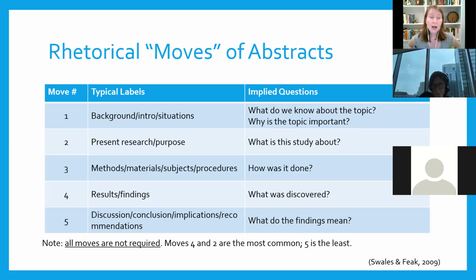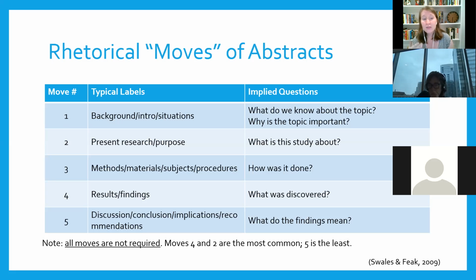So for example, move number 1 would include background information, introduction, okay? In move 2, you would talk about the present research, the purpose of the research you're conducting. Number 3 would be talking about the methodology. How did you find the data, or how did you reach your findings of this study? And then number 4 would be the results of your study. And then depending on the study, you might include move number 5, which would be if you're giving any recommendations or if you're going to discuss any implications of your study.